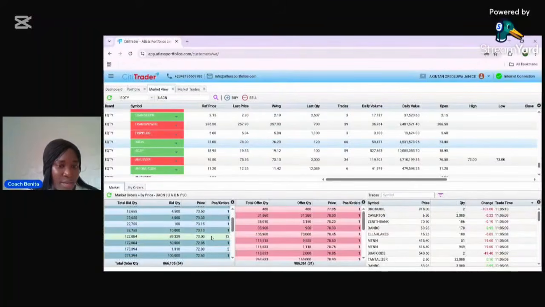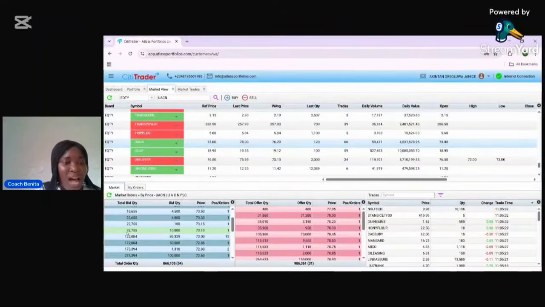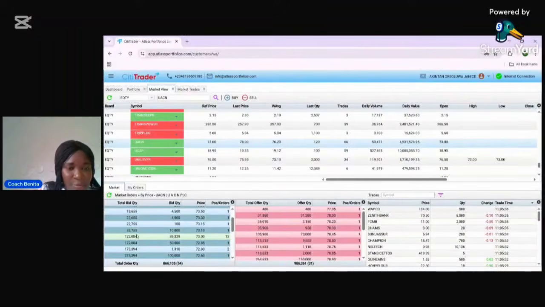So what can I do? I can decide that, okay, let me place myself a little above 73. So I can do 73.05. So it means that once 32,757 people get sold to, I'm the next person to be sold to. So I have a high chance to get a 73 naira 5 kobo today. There's a very high chance.